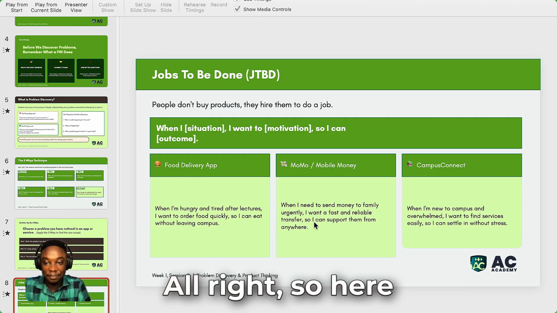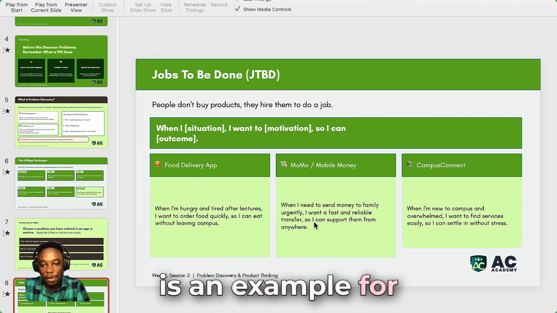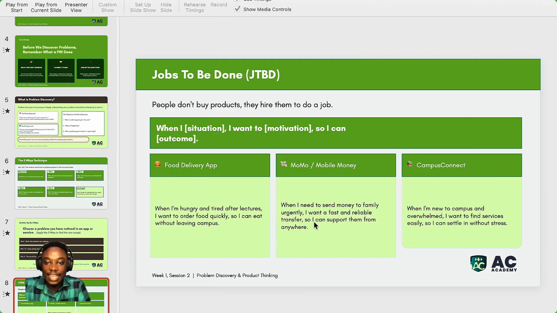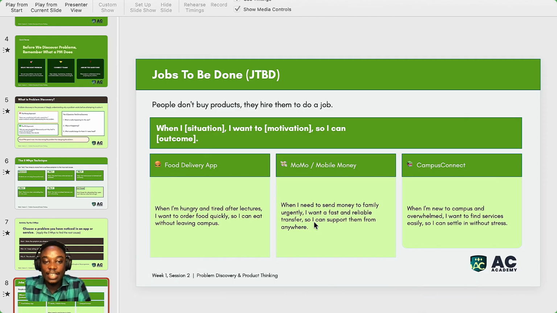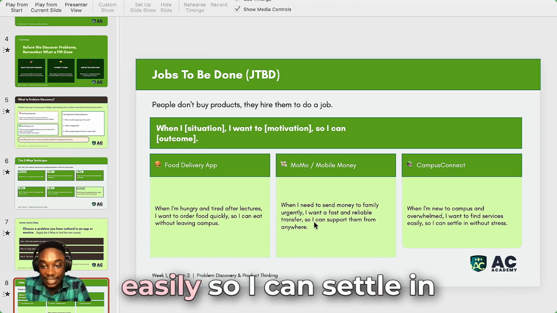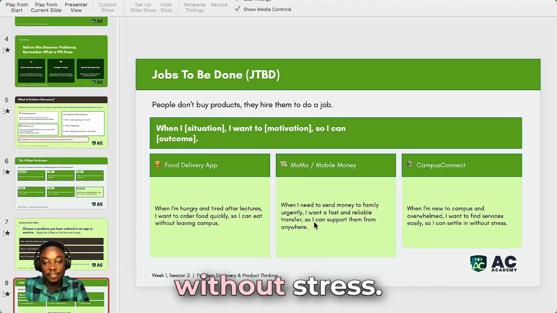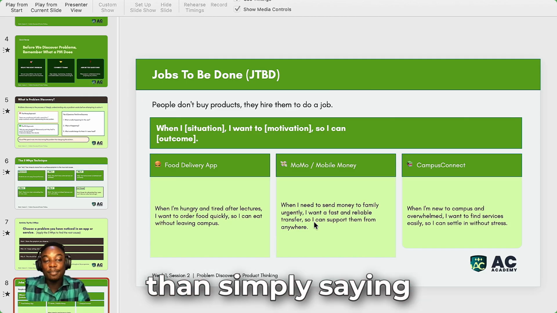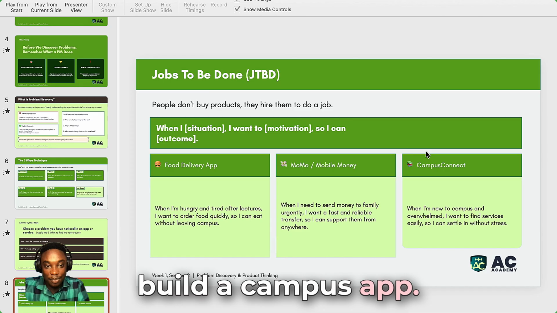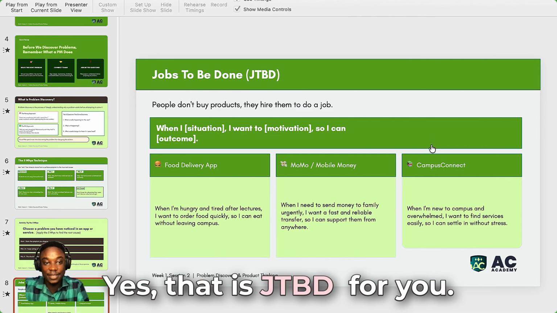this outcome. All right. So here is an example for Campus Connect. When I am new to campus and overwhelmed, I want to find services easily so I can settle in without stress. That is much clearer than simply saying build a campus app. Yes, that is JTBD for you.